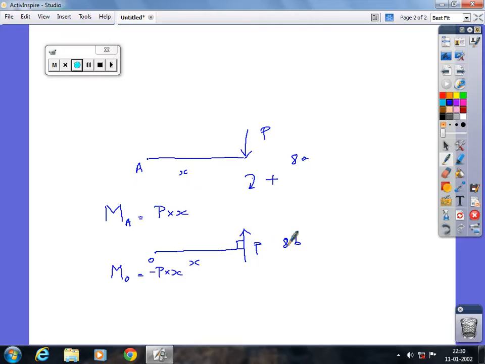And you can just write, if moments are clockwise, as shown in diagram 8a, it is given a positive sign. Full stop. And the next line you can just write, if moments are anticlockwise, as shown in diagram 8b, it is given a negative sign.